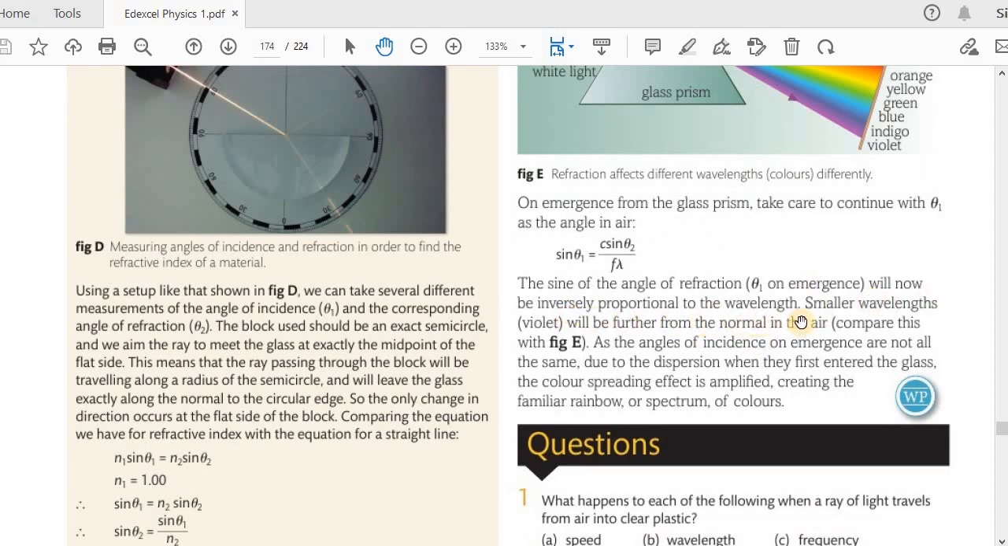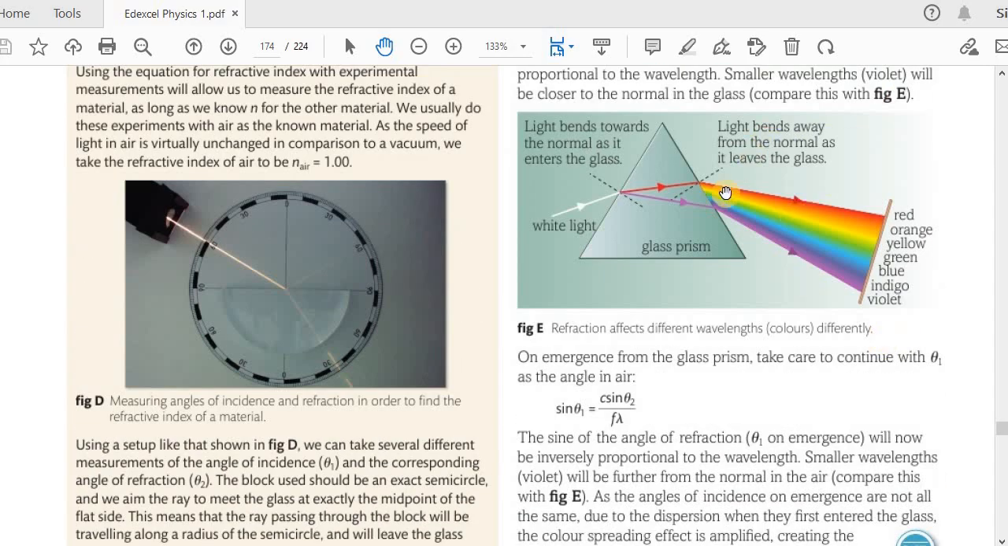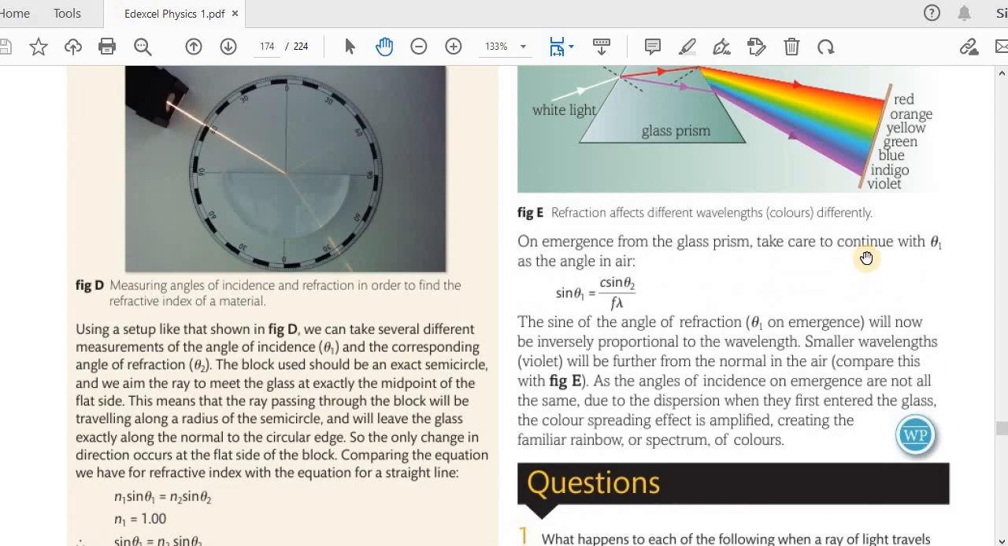It will be inversely proportional to the wavelength. Smaller wavelengths, violet will be further from the normal in the air. So which is refracted more? Here you can see, if you draw the normal again here, this is refracted more. So the violet is refracted more than the red. We can draw a line here, and also a line here. These two normals will be parallel to each other, but what is refracted more is violet.